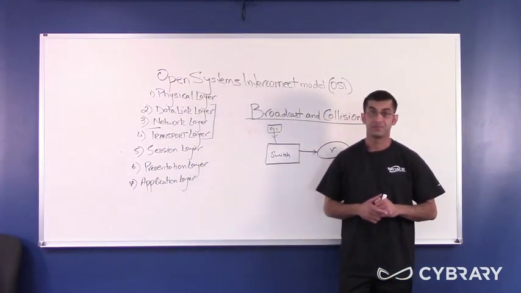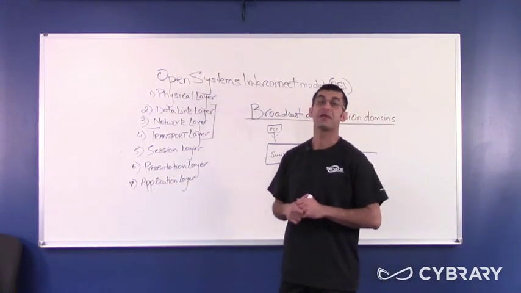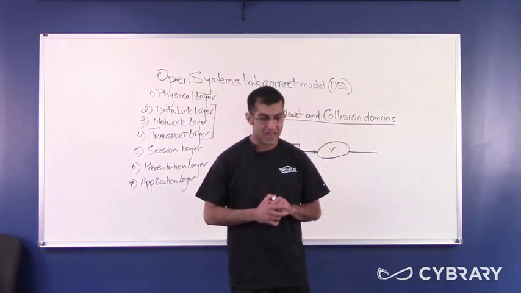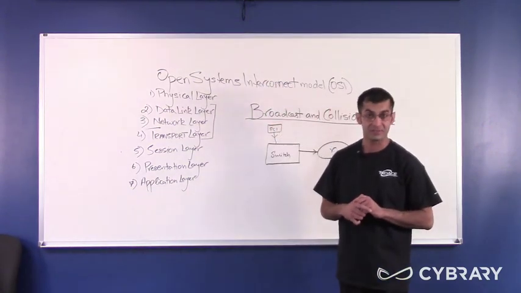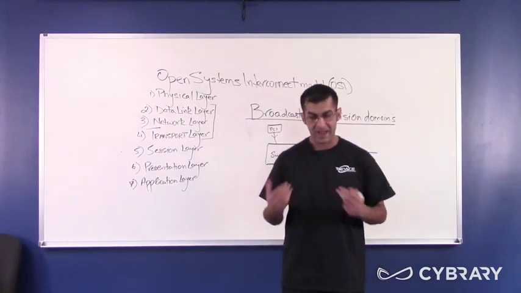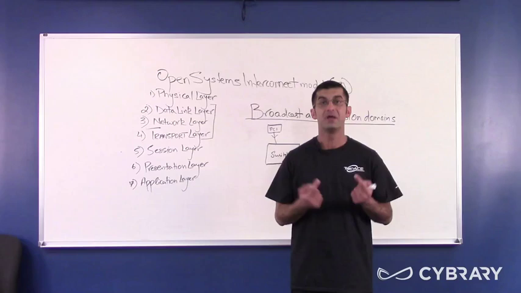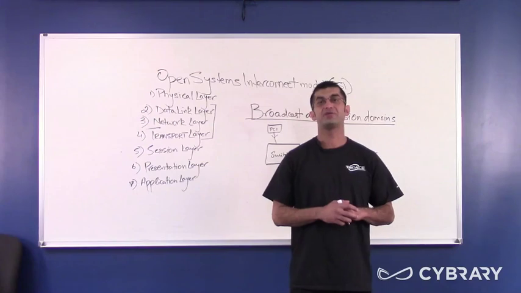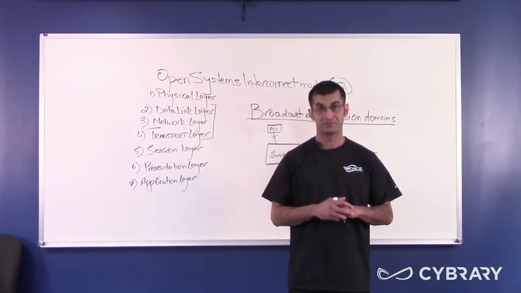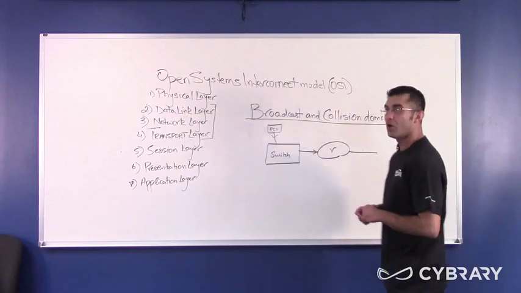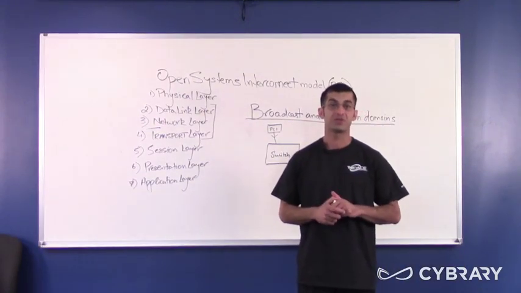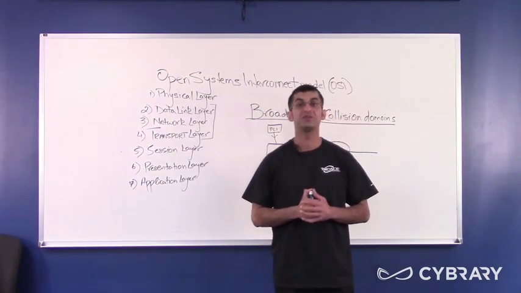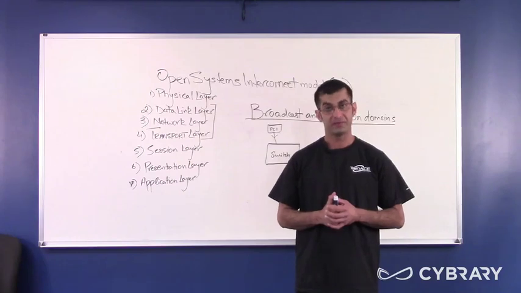Now, collision domains. Collision domains are areas of the network where if two devices transmit at the same time and they are running half duplex Ethernet, the frames that those devices send can collide. So a collision domain is an area of the network where collisions can occur. Now, each port on a router and each port on a switch is its own collision domain. So once again, each port on a switch and each port on a router is its own collision domain.